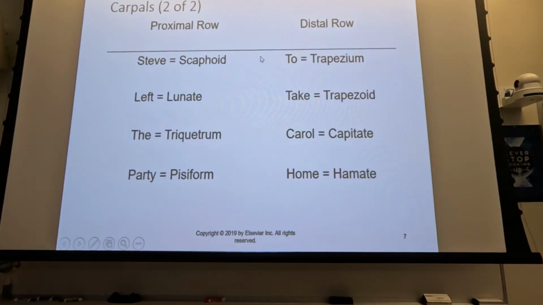So proximal row, this is your mnemonic, so I'll leave that up for a second so that you can see what that says. We had a totally different one that I'm not going to recite when I was in school because the world has gotten sensitive.